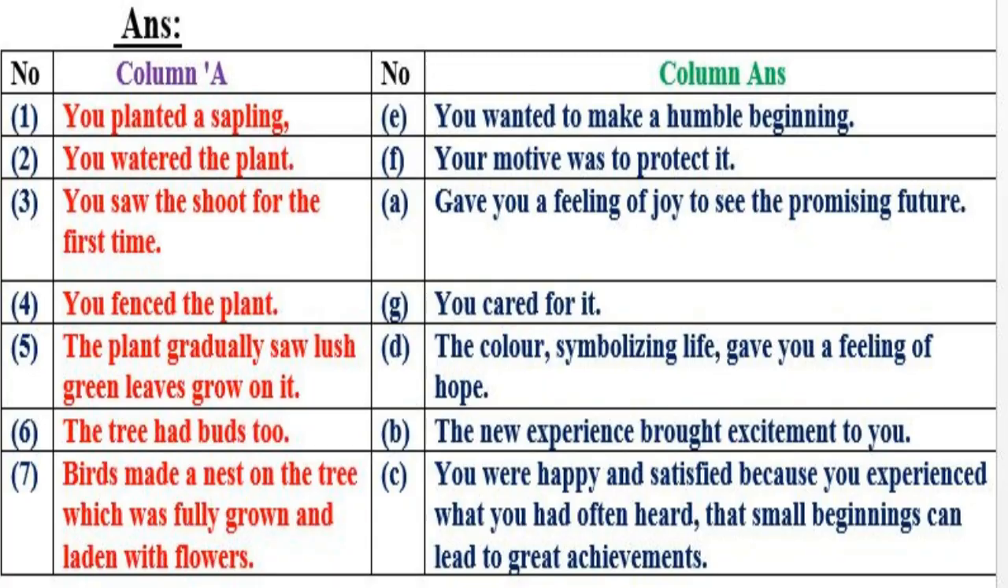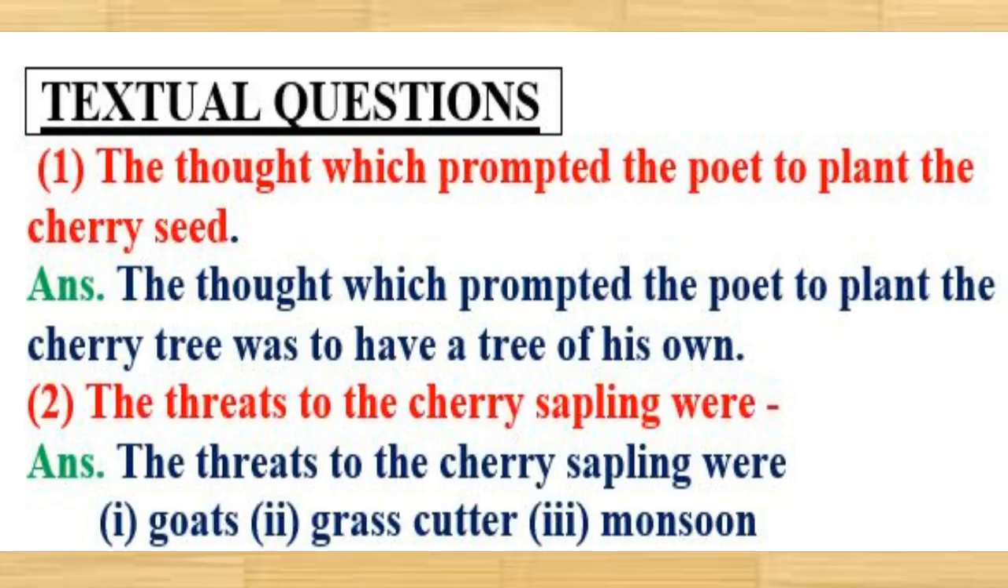Now let's see textual questions and their answers. Number 1. The thought which prompted the poet to plant the cherry seed. Answer. The thought which prompted the poet to plant the cherry tree was to have a tree of his own. Next question. The threats to the cherry saplings were. Answer. The threats to the cherry saplings were 1. Goats, 2. Grass cutter, 3. Monsoon.